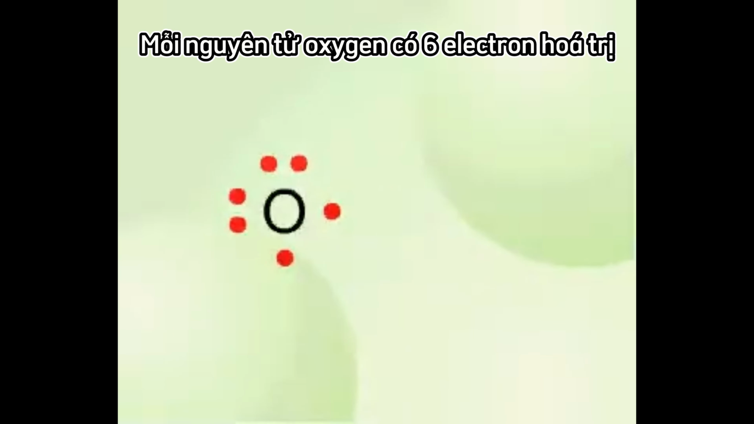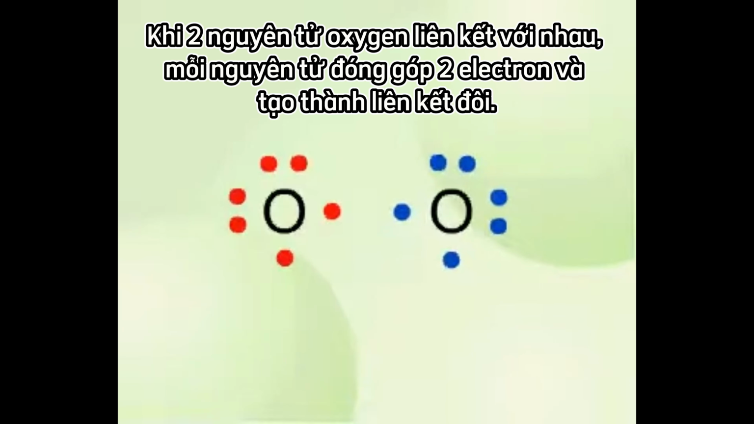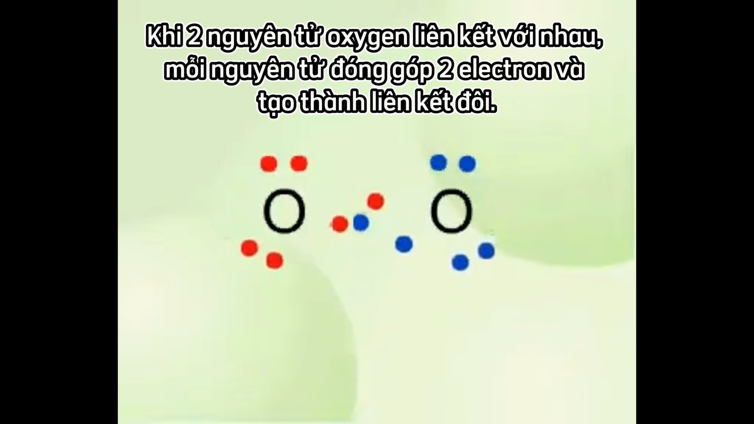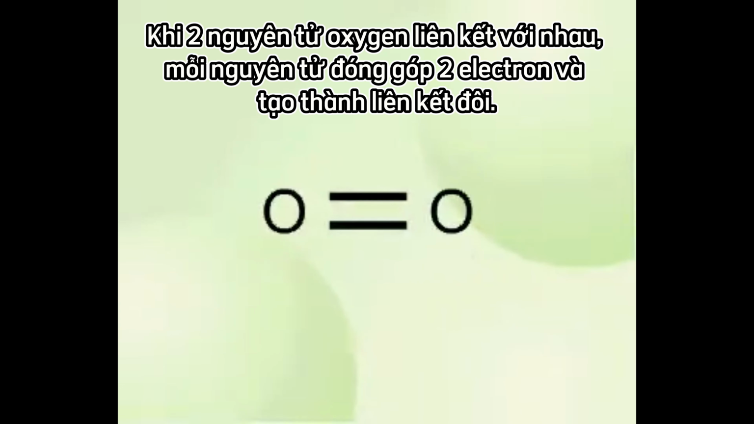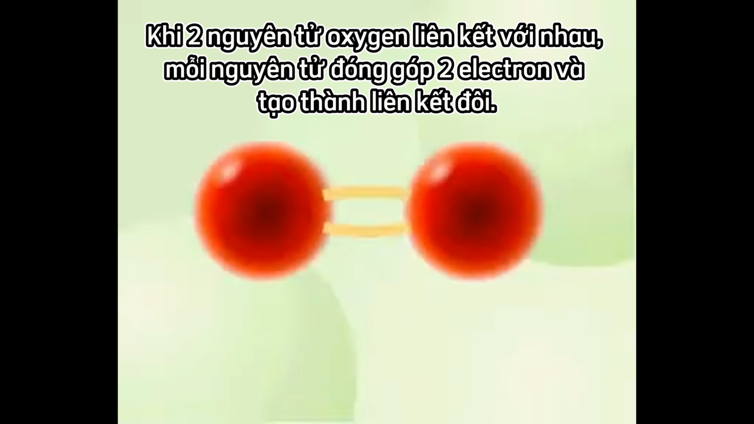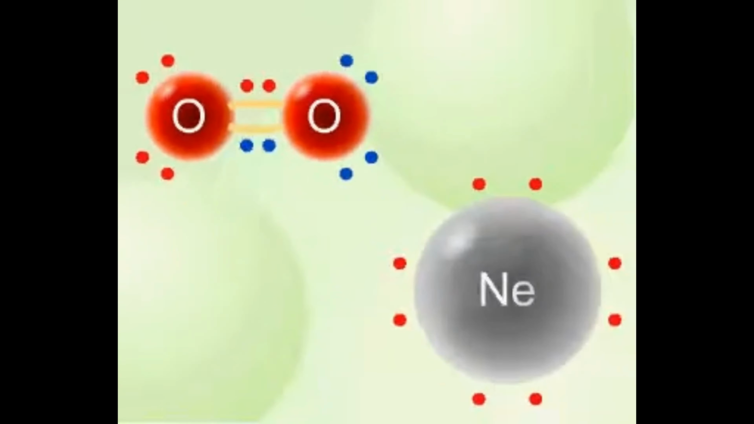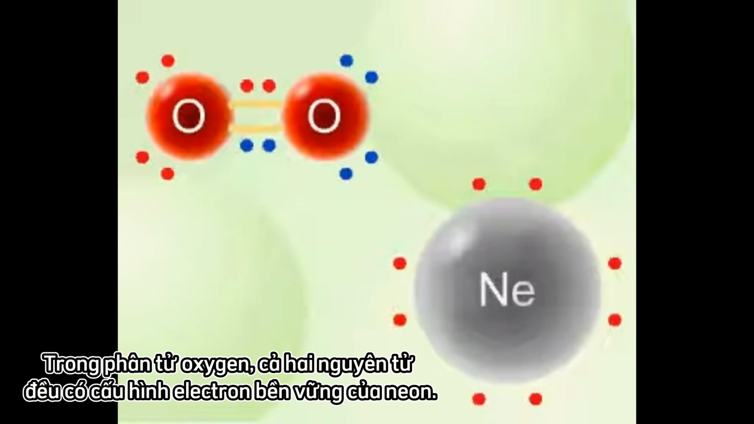Oxygen atoms have 6 valence electrons. When 2 oxygen atoms combine to form an oxygen molecule, they share 2 electron pairs to form a double bond. In this way, both atoms achieve the stable configuration of neon.